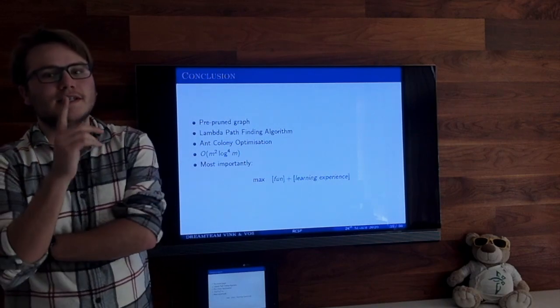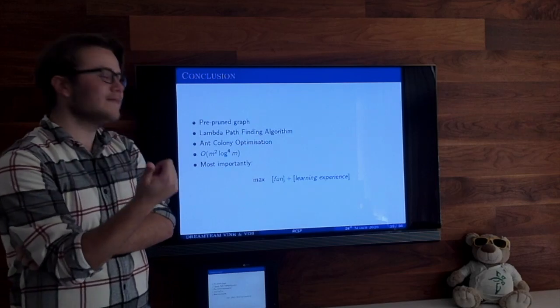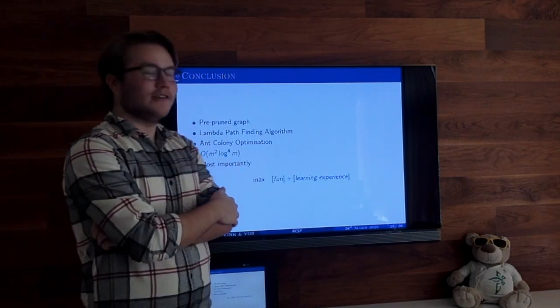But most important, which really sticks to this project, is that we maximize the fun we had and we maximize our learning experience.